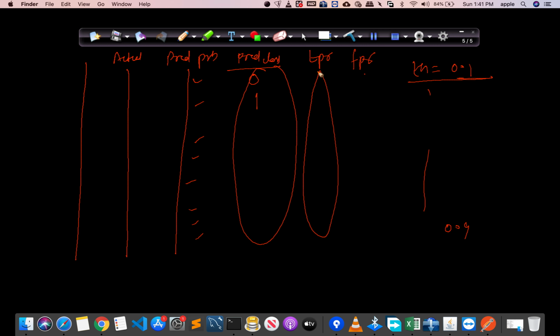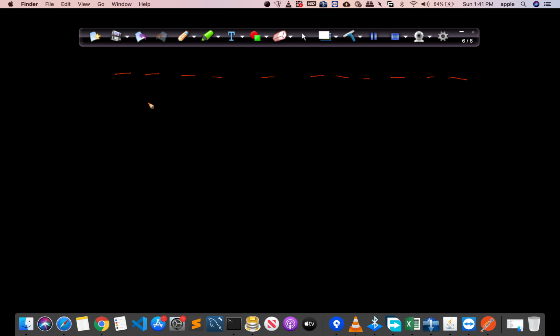Once we have this, we will get a TPR and FPR for the whole data set. Now we will change the threshold, and then again calculate TPR and FPR. Then again we will change the threshold, and again calculate TPR and FPR. So for every value of threshold, we will get this is threshold, this is TPR, and this is FPR. This is true positive rate and false positive rate.